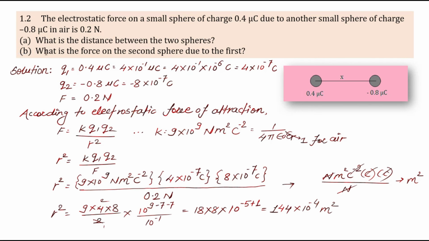So in the second step, we have to find the force on the second sphere due to the first. They have given the force on the first sphere due to the second. So this sphere will experience the 0.2 Newton force due to this sphere. The same force will be experienced by this sphere because of this sphere. So the answer is 0.2 Newton is the force experienced by the second sphere due to the first.